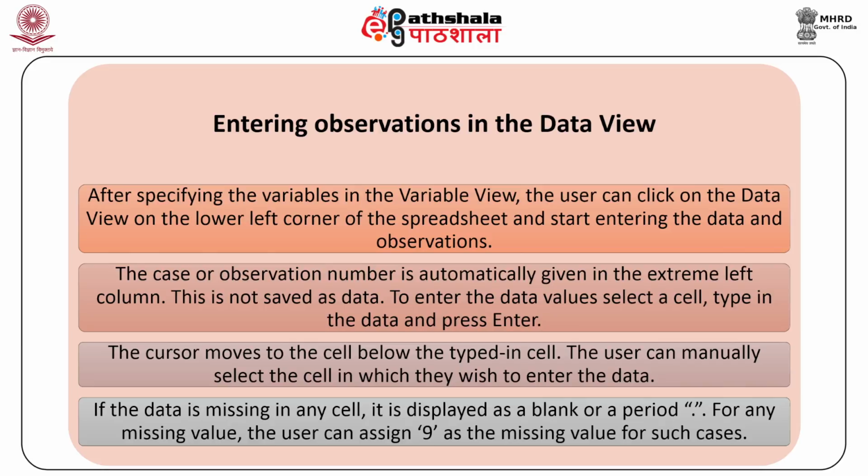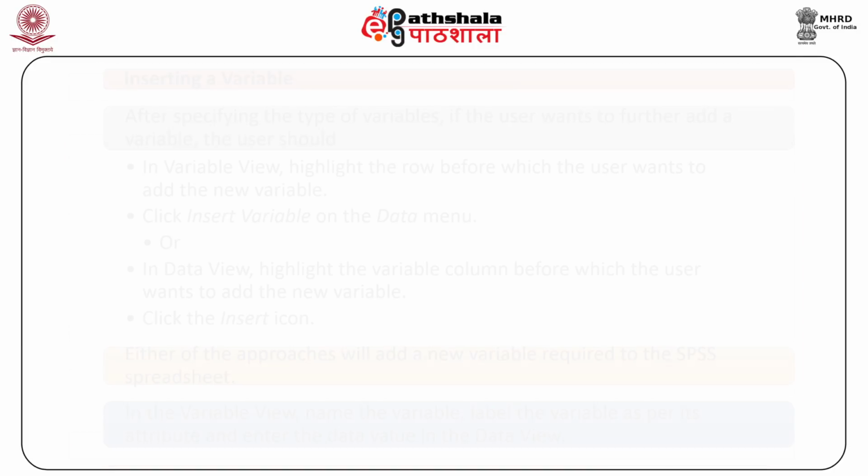To enter the data values, select a cell, type in the data and press enter. The cursor moves to the cell below the typed in cell. The user can manually select the cell in which they wish to enter the data. If the data is missing in any cell, it is displayed as a blank or a period. For any missing value, the user can assign 9 as the missing value for such cases.